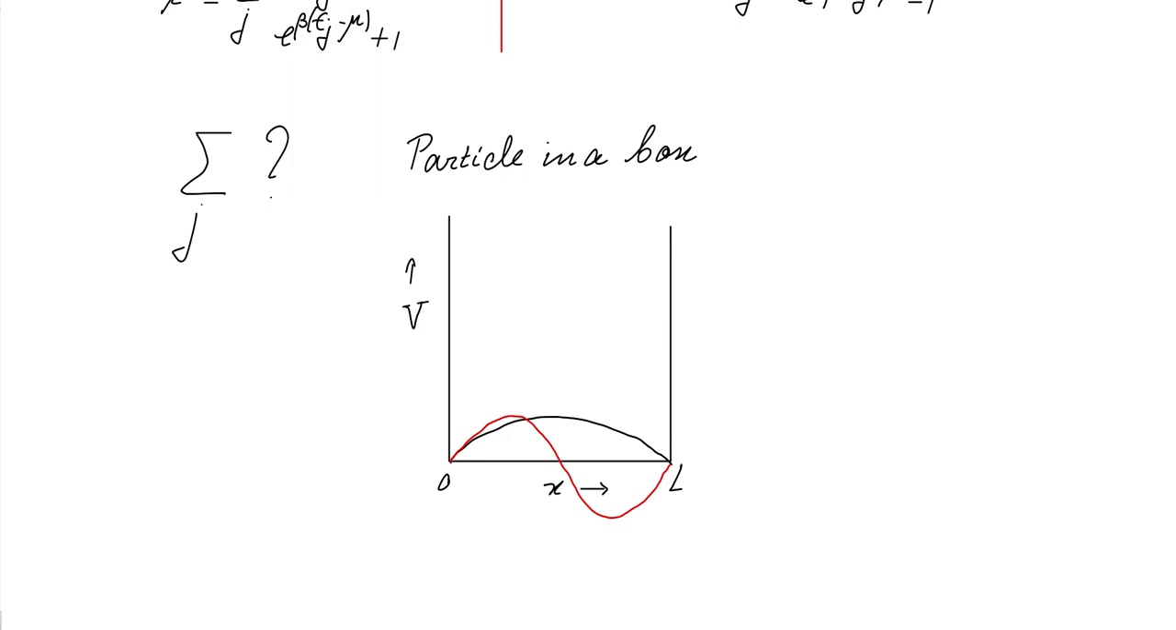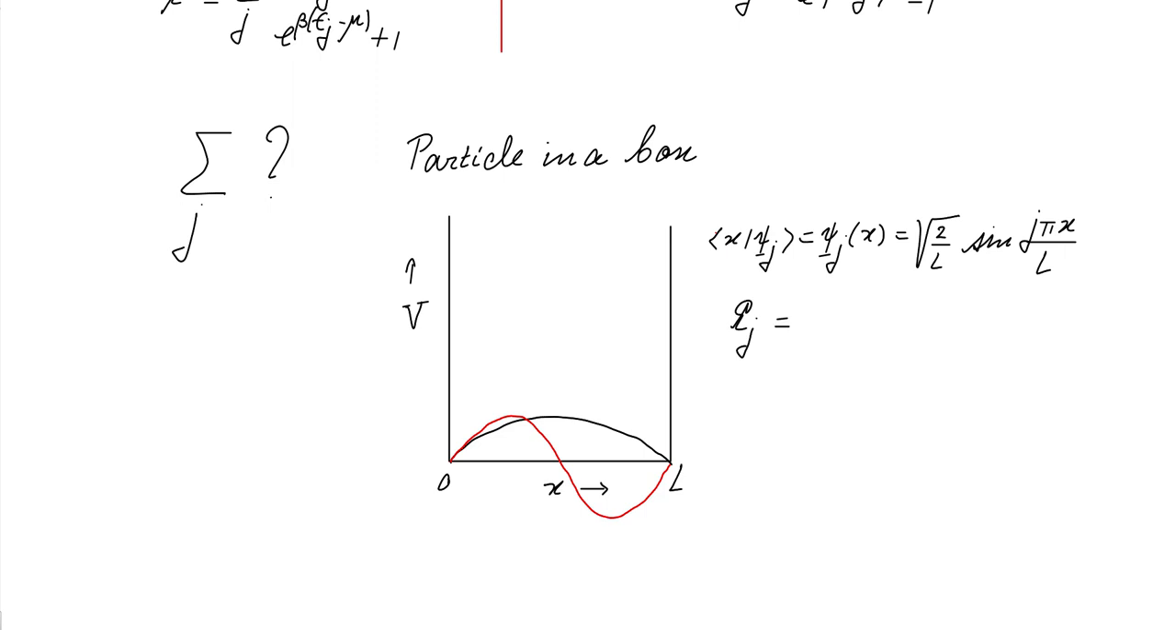All these states are known analytically, and they are labeled by j, and they have the following form. psi_j, which is just a function of x, is the square root of 2 over L, and then the sine of j times pi times x over L. So j equal 1 corresponds to the black solution here, and j equal 2 to the sine solution, the red one.